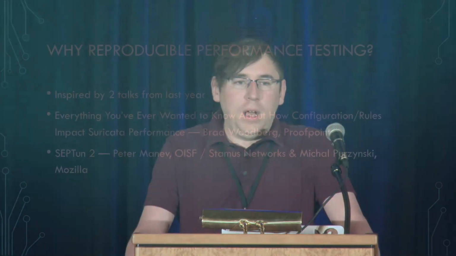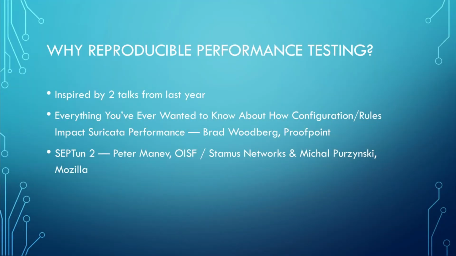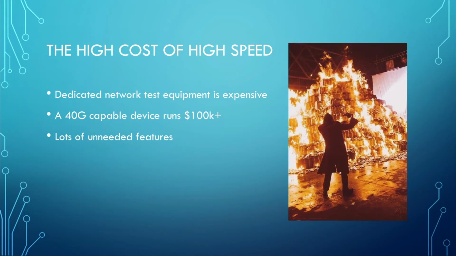There were 2 limitations that I noticed though. One is you need a very expensive device, and the other is it was still only at 1 gig, and the second talk, SuriCon 2, was doing 20 gigs. So how do we get this level of granularity and reproducibility, but do it at 20 gigs or higher without, well, breaking the bank?